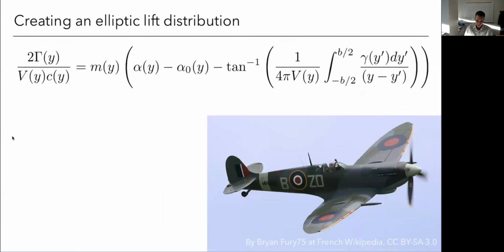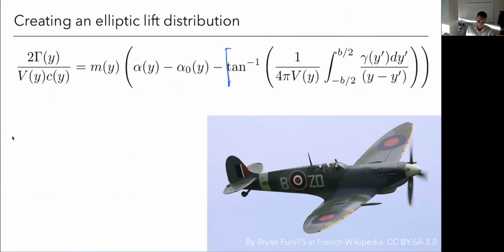And what we see from this, well, let's say we want to create an elliptic lift distribution. For reasons we'll see next time, this is potentially a desirable shape to have. And so if we do that, we have to ask ourselves, well, how do we create that? We just assume that was the shape we have. Well, how do I actually make that happen?